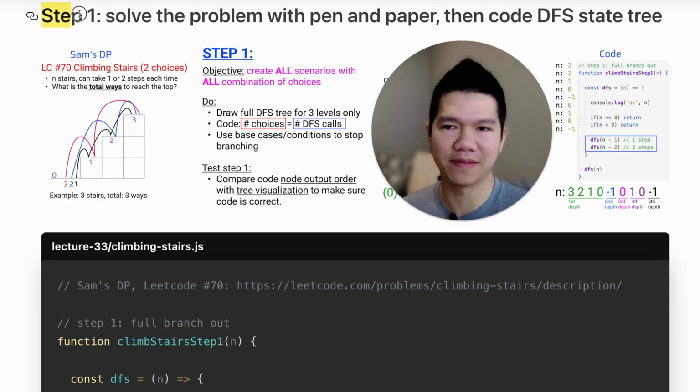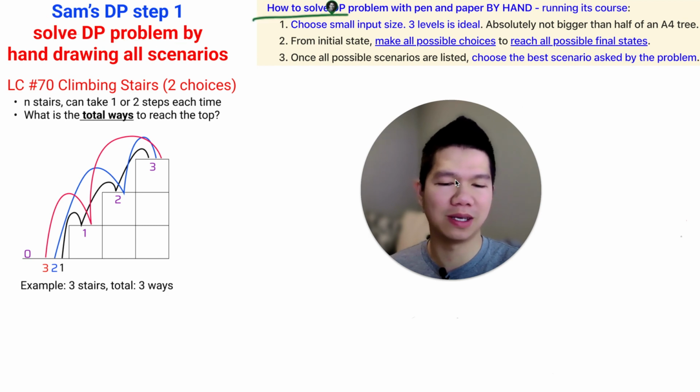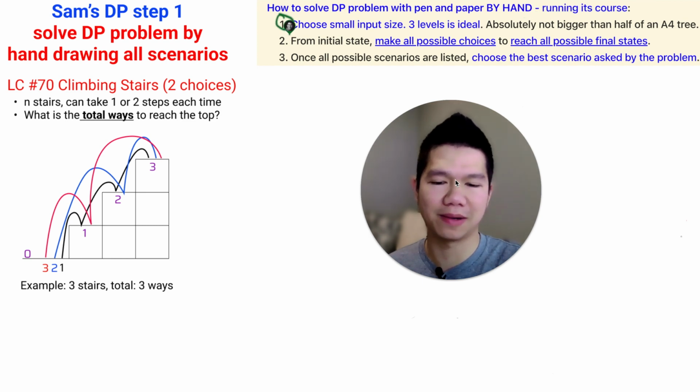Next, solving a DP problem with SESV. Step 1, we're going to solve the problem with pen and paper, just by hand. Then we're going to code our deficit state tree. A quick reminder of SESV step 1. How do we solve a DP problem with pen and paper by hand? It is simple, just by running its course. We do 3 steps here.